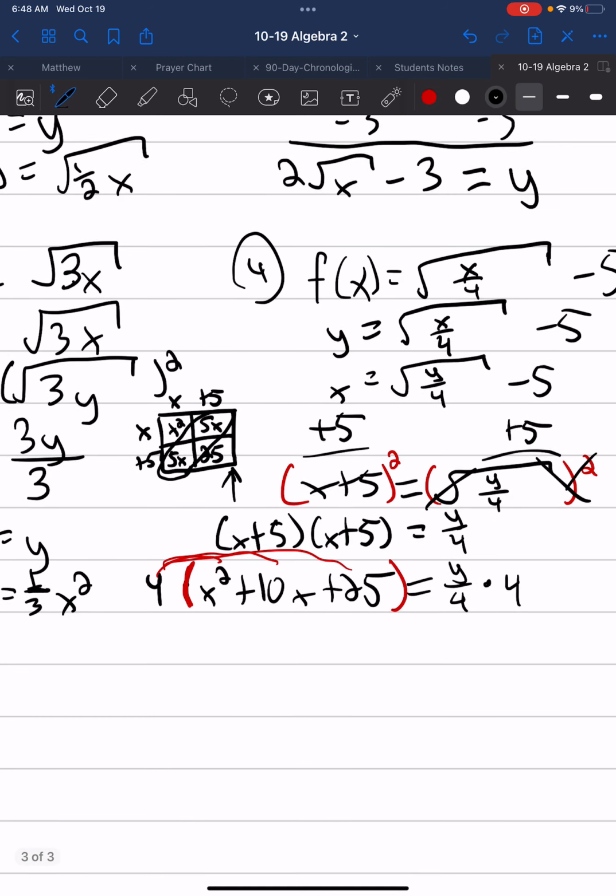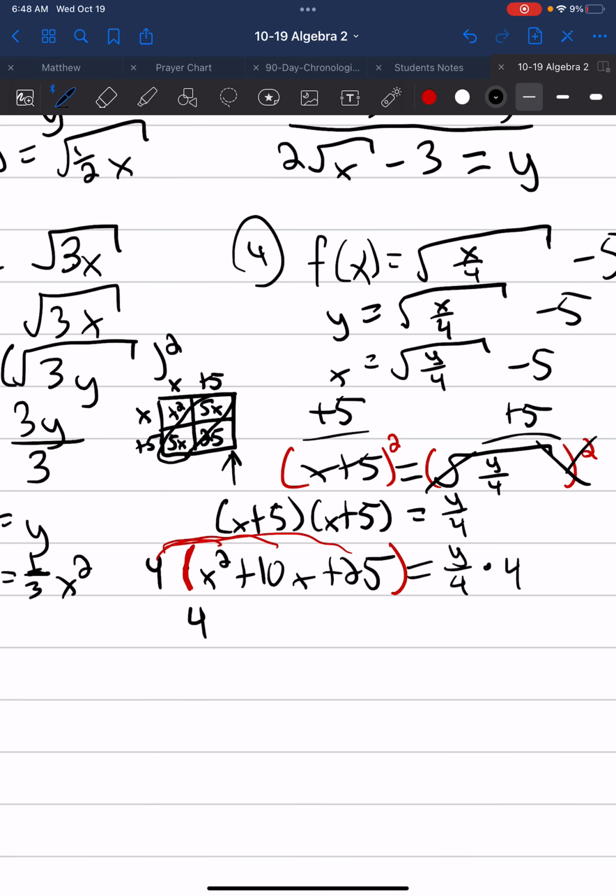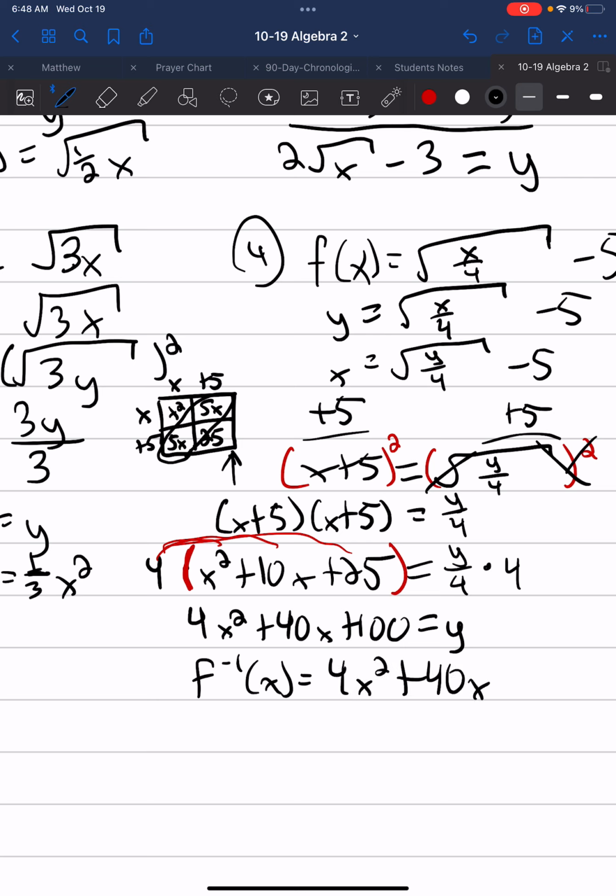So what this gives you is that your inverse here, 4x squared plus 40x plus 100 is y. So your inverse actually is going to be 4x squared plus 40x plus 100. Okay?